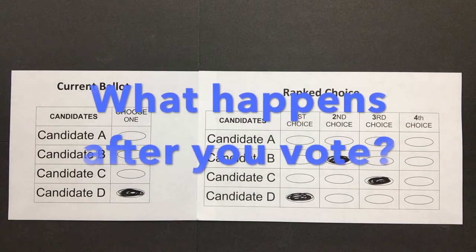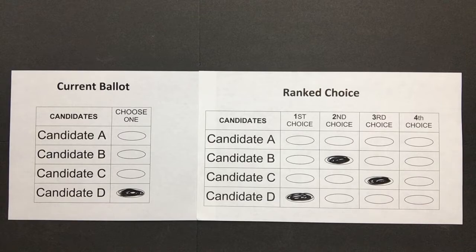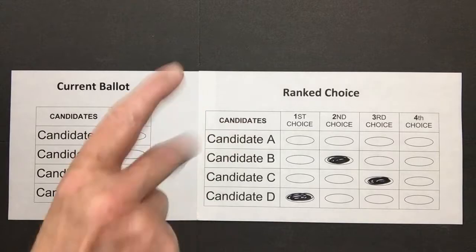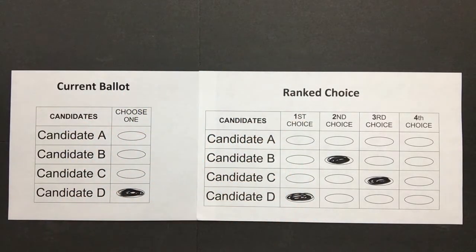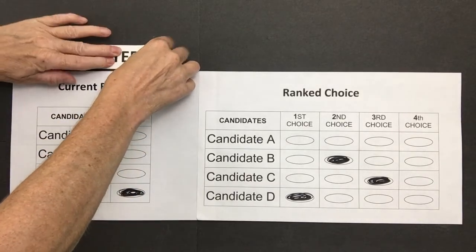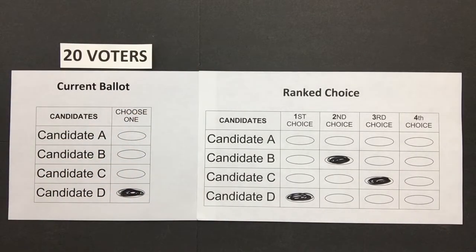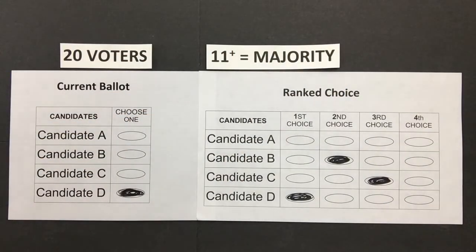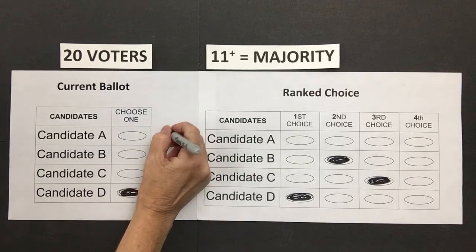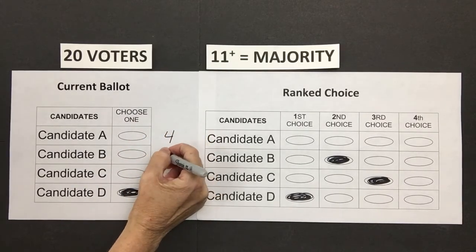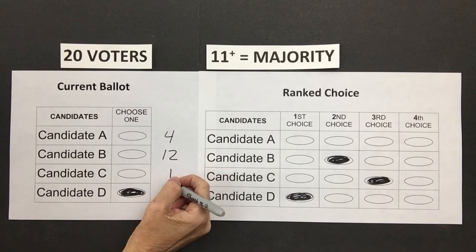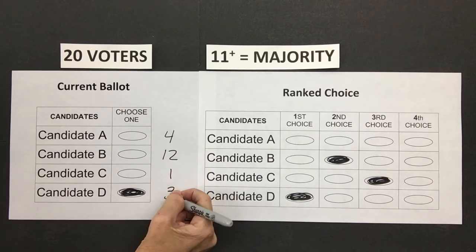So what happens after you vote? In both the current method and ranked choice voting, once the polls have closed, the votes are counted to determine the winner. Let's say for this vote, you were one of 20 voters, so 11 or more votes would be the majority. We'll say candidate A received 4 votes, candidate B received 12 votes, candidate C received 1 vote, and candidate D received 3 votes.